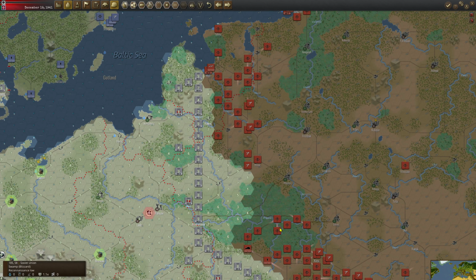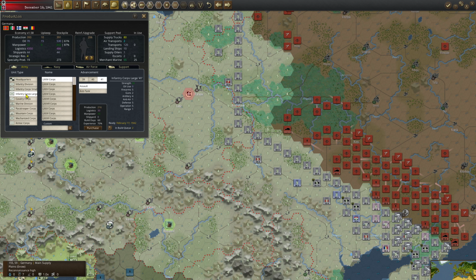So I'm going to build another infantry corps. Got 175 left. I'm not going to build anything more. Maybe I can build 2 next turn. Okay, I don't get anything.